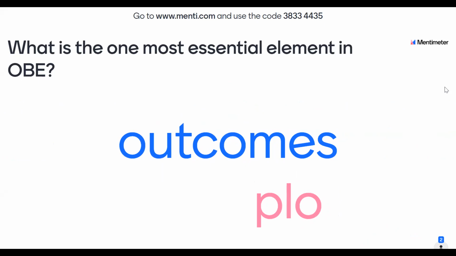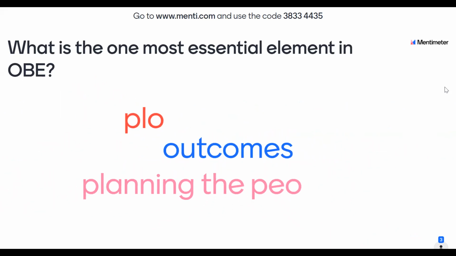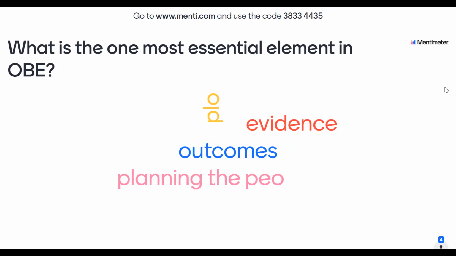Okay, we have PLO, we have outcomes. Okay. Planning the PEO. Okay. Having evidence. Anything else? CLO. Still, everybody seems to be giving quite around the same thing, but not exactly the same thing.